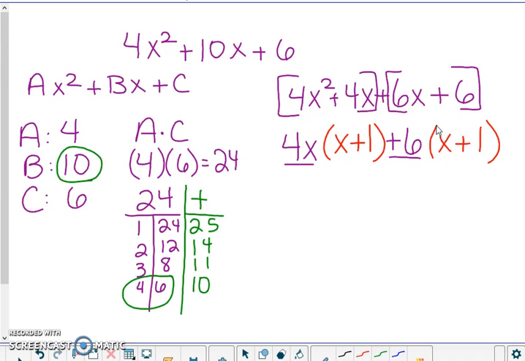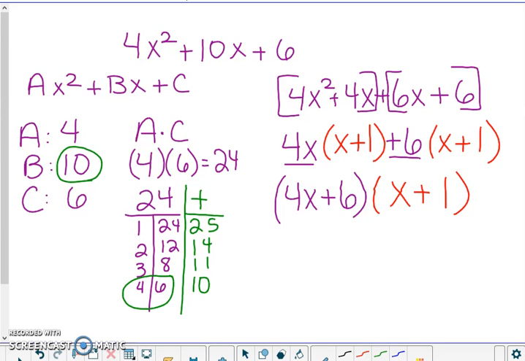So our first factor to this trinomial is going to be what I have written in purple, which we have here as 4x plus 6. And the other factor will be the common factor here, which we have as x plus 1. So our factors here, 4x plus 6 times x plus 1, are two perfectly acceptable factors for this trinomial.